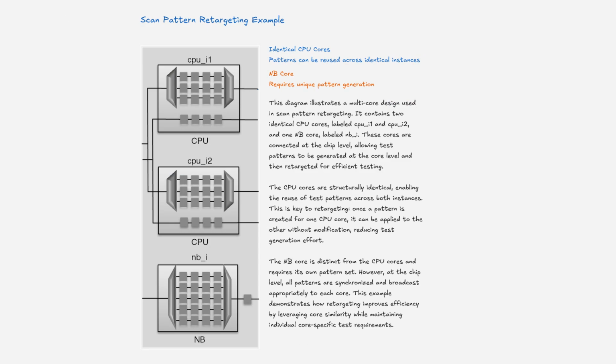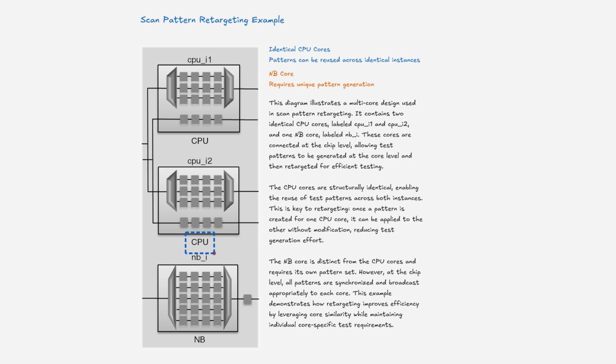This diagram illustrates a multi-core design used in scan pattern retargeting. It contains two identical CPU cores, labeled CPU-1 and CPU-2, and one NB core, labeled NB1. These cores are connected at the chip level, allowing test patterns to be generated at the core level and then retargeted for efficient testing. The CPU cores are structurally identical, enabling the reuse of test patterns across both instances. This is key to retargeting.